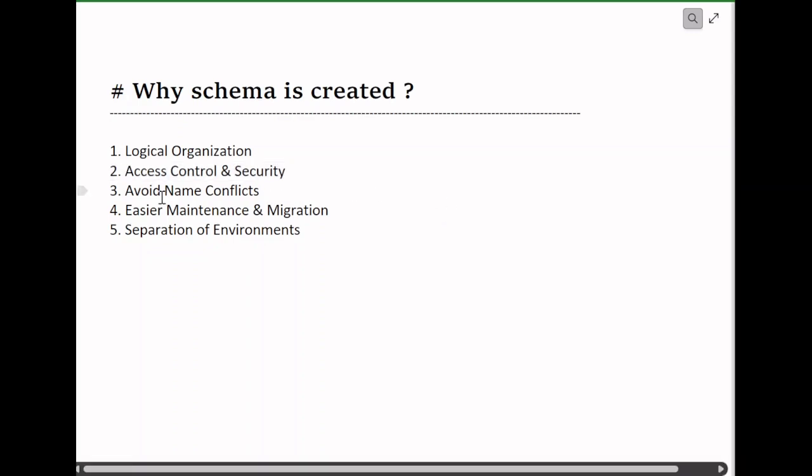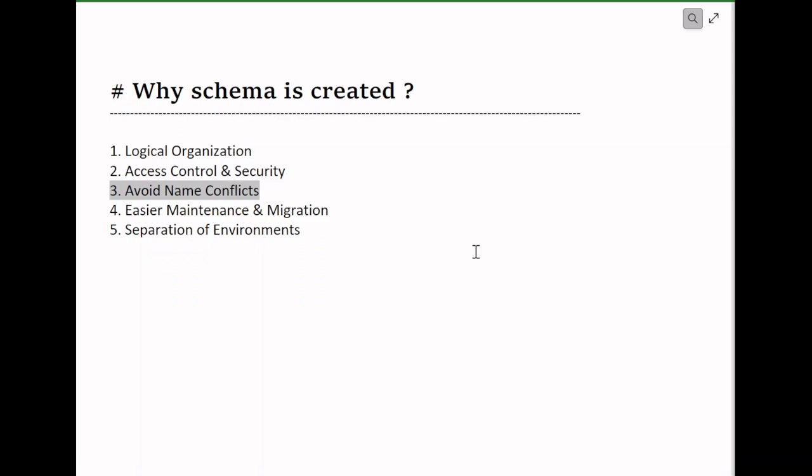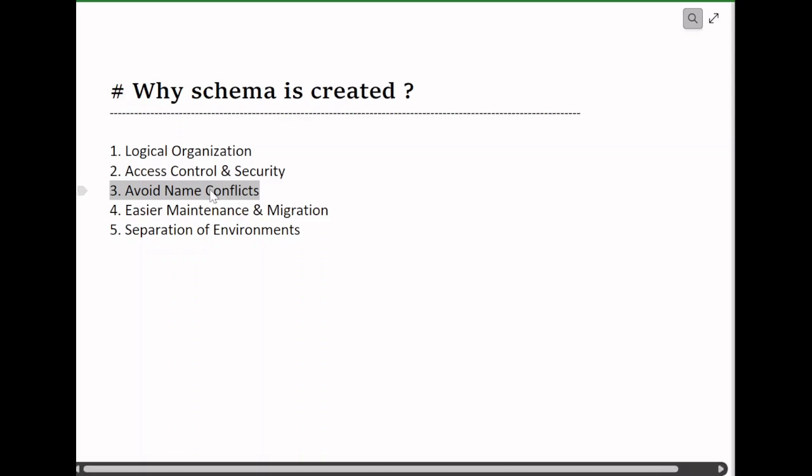So we can simply give access to only the HR schema. The third reason is avoiding name conflict. For example, we have different departments' related tables inside a database. In each department there will be some employees, right? So each department will try to create their employee table. So there will be multiple employee tables inside a database, which is not allowed. There will be a name conflict. When you try to create a table, it will say the table already exists. So what you can do is create a table with the same name inside a different schema. Okay, this is another use case.